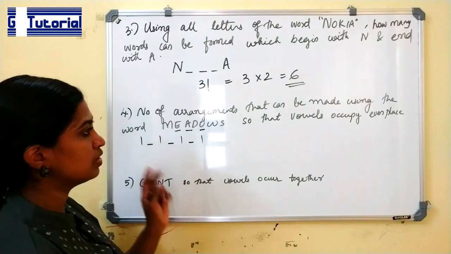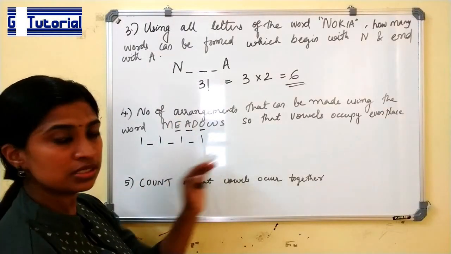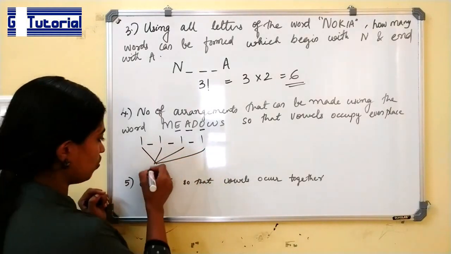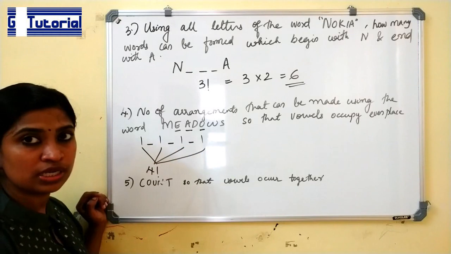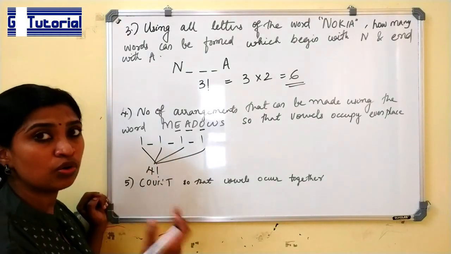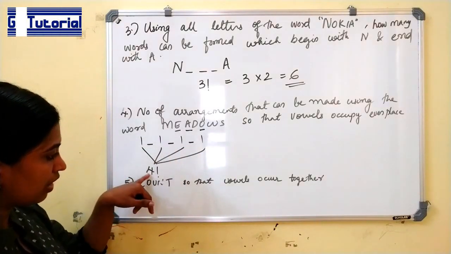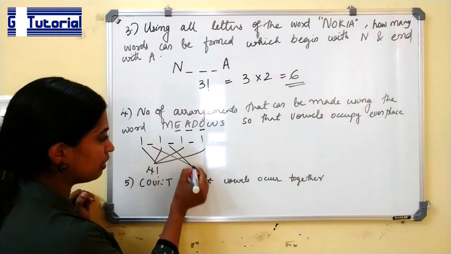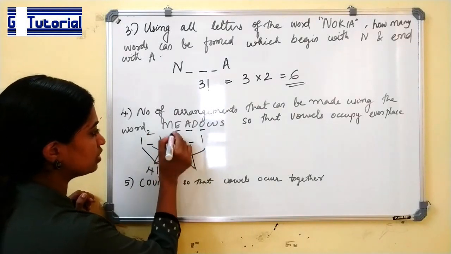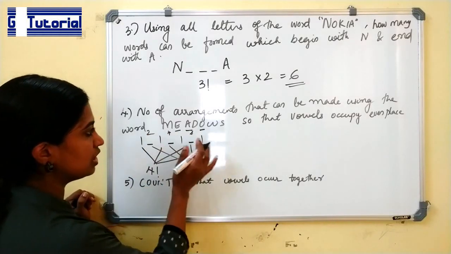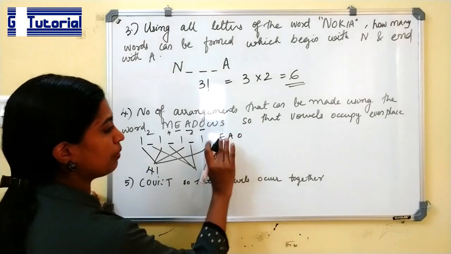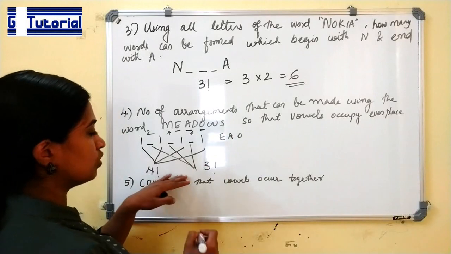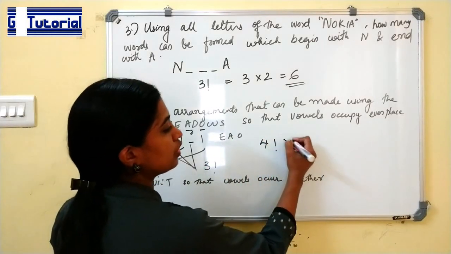So the possible arrangement is that the consonants can be arranged in 4 factorial ways. Consonants, those that are not vowels, are called consonants. So consonants can be arranged in 4 factorial ways, and there are 3 vowels, and when they occupy even places, that is the 2nd position, 4th position and 6th position, they can be arranged, E, A, O, in 3 factorial ways. There are 3 letters, so 3 factorial ways of arrangement. So the answer is 4 factorial into 3 factorial.